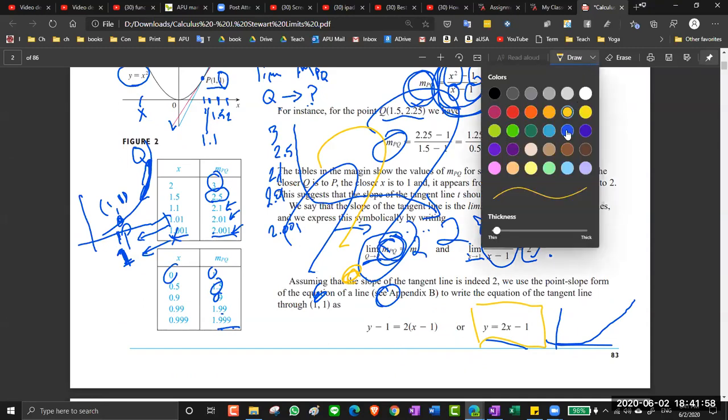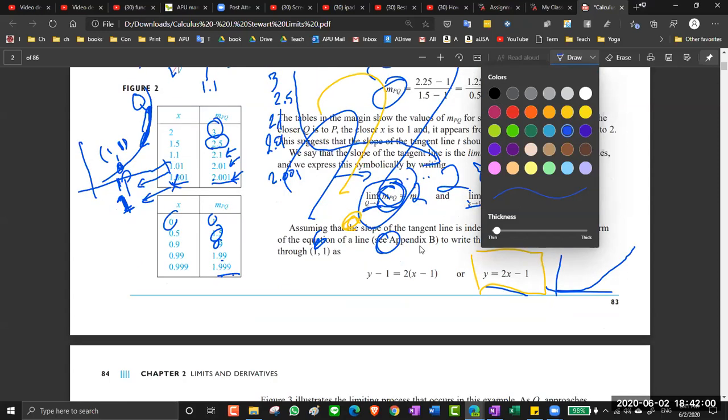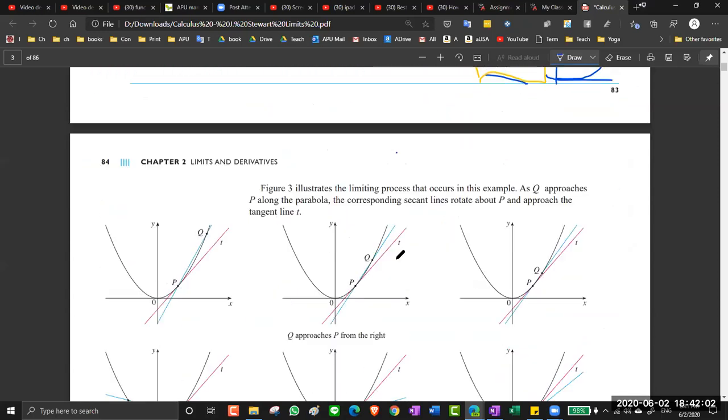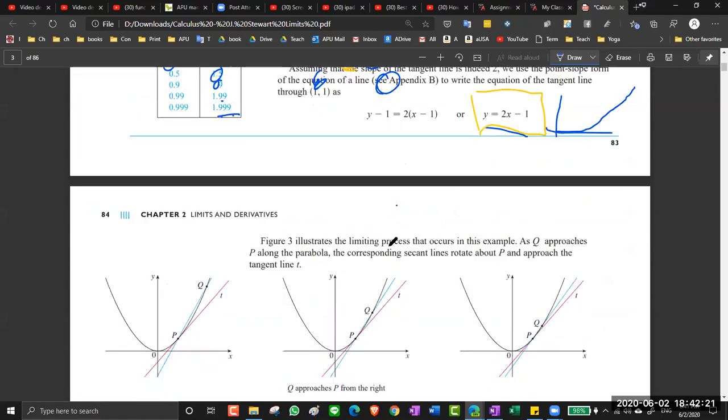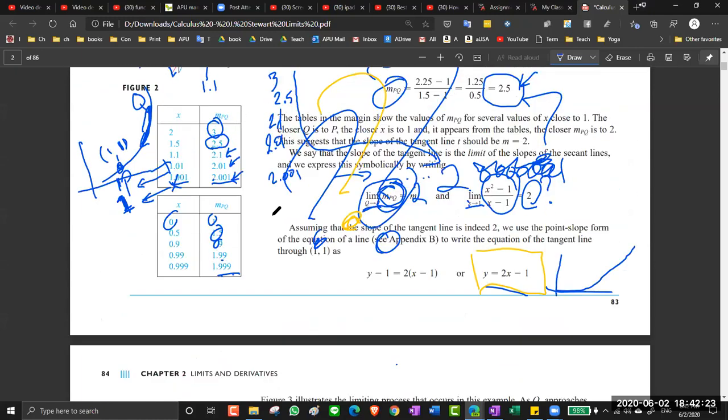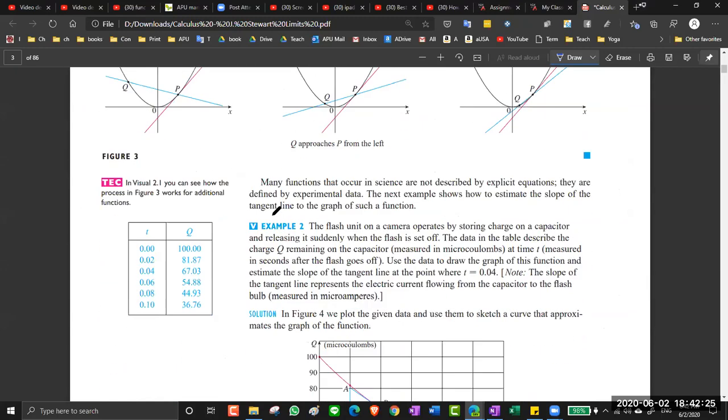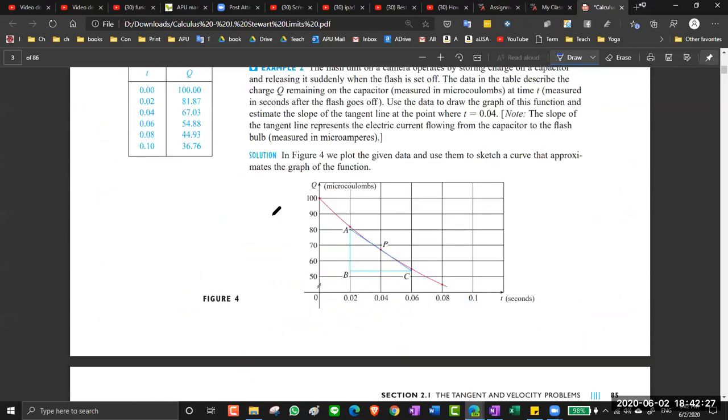Okay. All right, now let's keep going. So you can see the picture. They had all these nice pictures. Here's Q, then here's Q, then here's Q, then here was Q. So you can see they keep moving Q closer to P. And each time they calculate the slope, and we saw the basic results. So it looks like 2. Any questions about this?